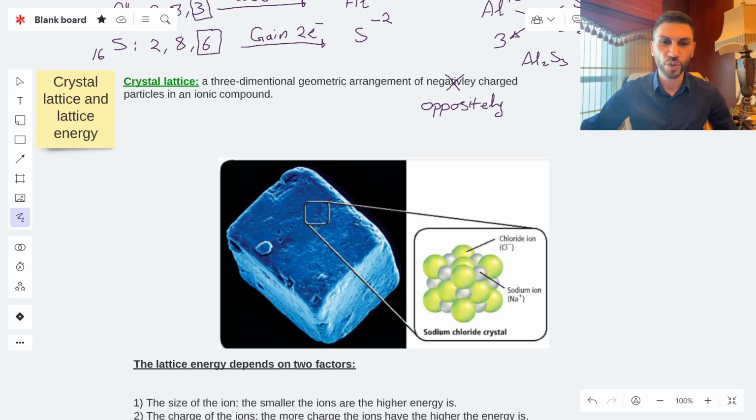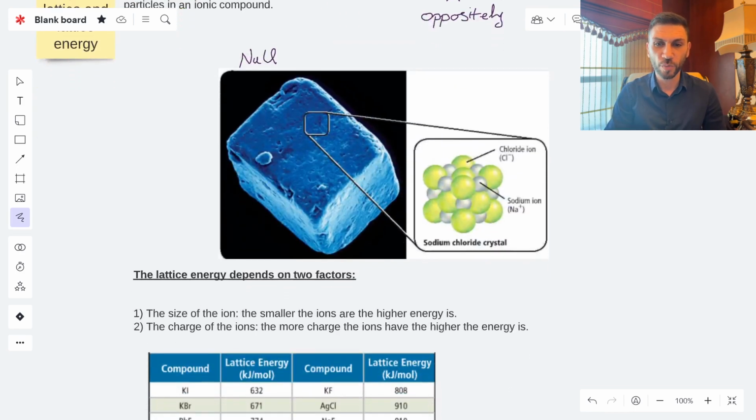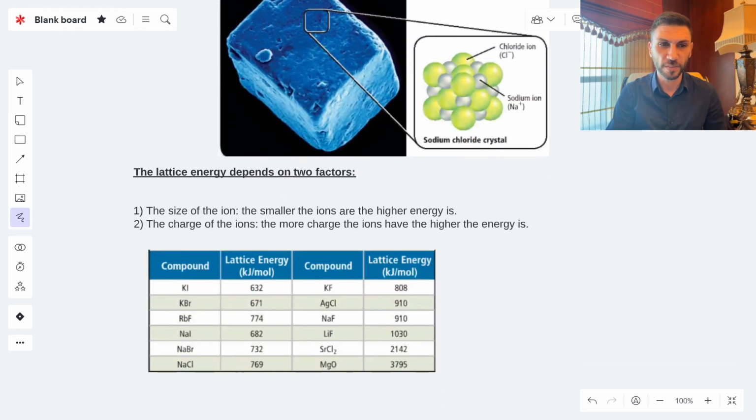For example, if we take a look at table salt, it consists of the sodium ion and the chloride ion. So table salt is basically NaCl. And this is the crystal lattice of NaCl. The yellow one, the big ion, is the chloride ion, and the white ion is the sodium ion. This is the sodium chloride crystal.